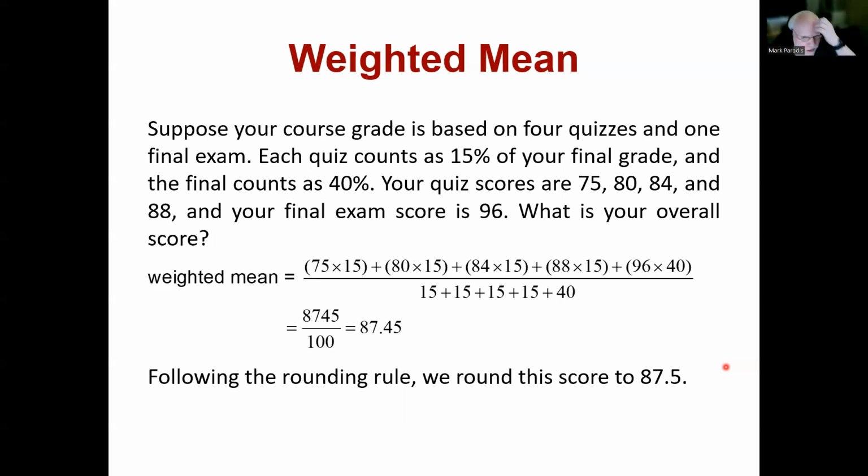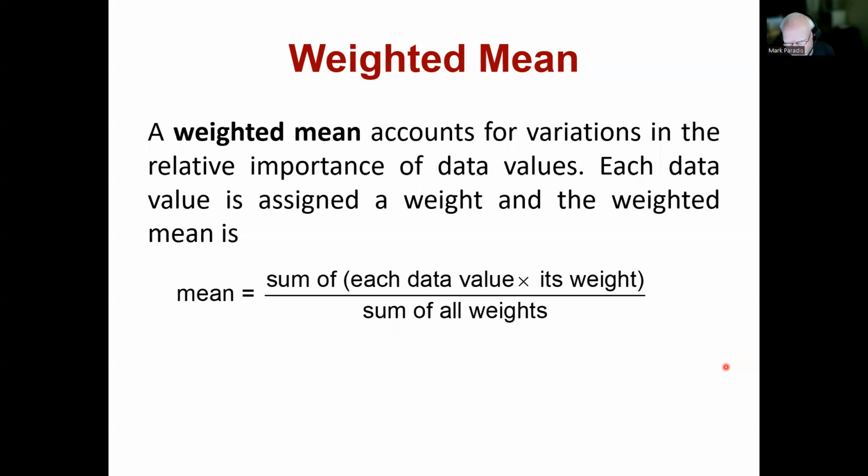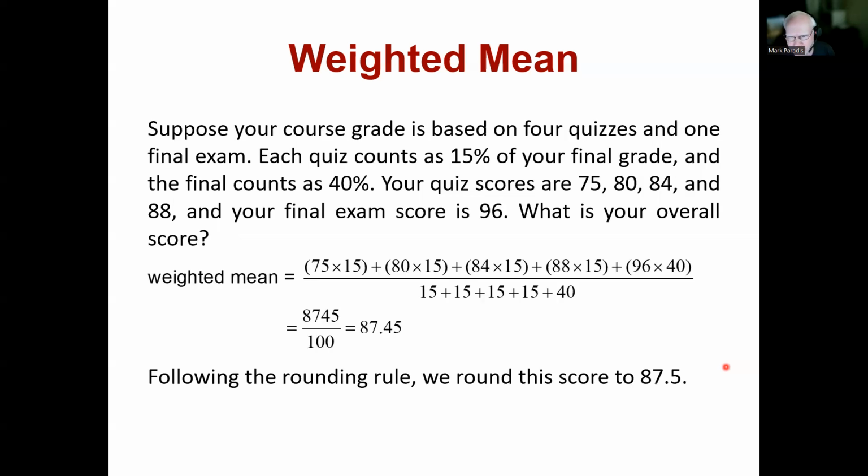So in this case, we use the weighted mean. Remember, we take the score times its weight. Going back to our formula, the sum of each data value times its weight. So for each of the different data values, we have to multiply it by its weight. So we have 75, that was worth 15%, 80, worth 15%, 84, worth 15%, 88, worth 15%, and then 96 was your test score, so that was worth 40%. And then we divide by the sum of the weights, so each of those different weights that we multiplied by.